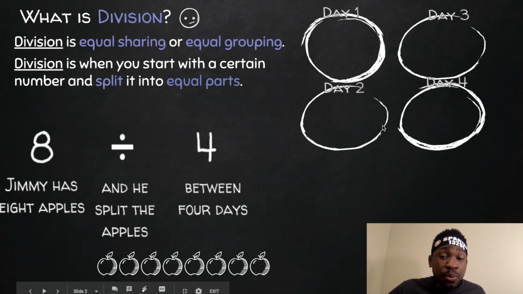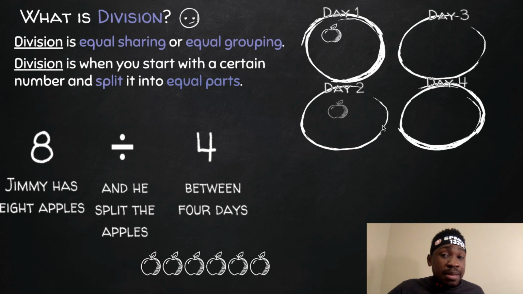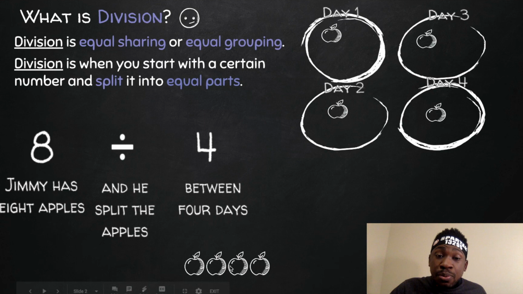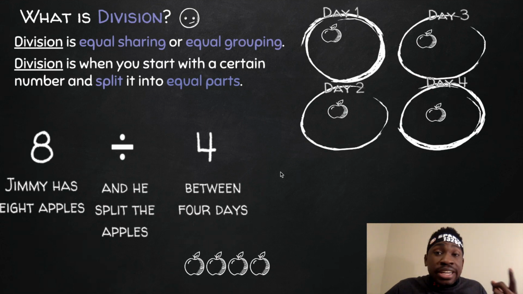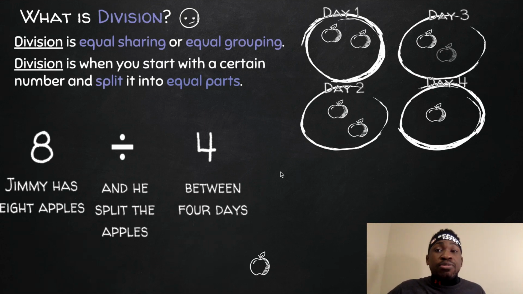So that means day 1, he gets an apple. Day 2, he gets an apple. Day 3, he gets an apple. Day 4, he gets an apple. But we see that we still would have 4 apples left if we just did 1 apple each day. So instead of 1 apple, let's try 2 apples for day 1, 2 apples for day 2, 2 apples for day 3, and 2 apples for day 4.